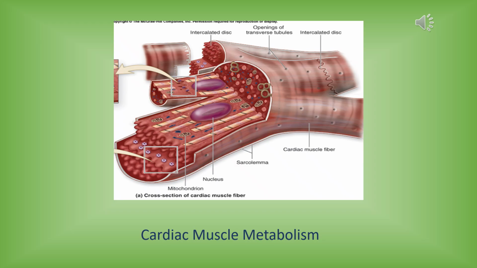Oddly enough, at rest, the heart muscle cell prefers to oxidize fatty acids. But when we exercise, the heart will shift over to oxidizing glucose. But at rest, for whatever reason, I don't know that anybody knows, the mitochondria prefer to burn fatty acids.